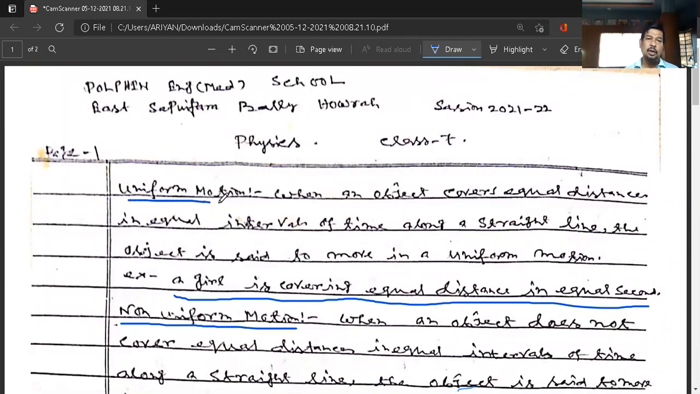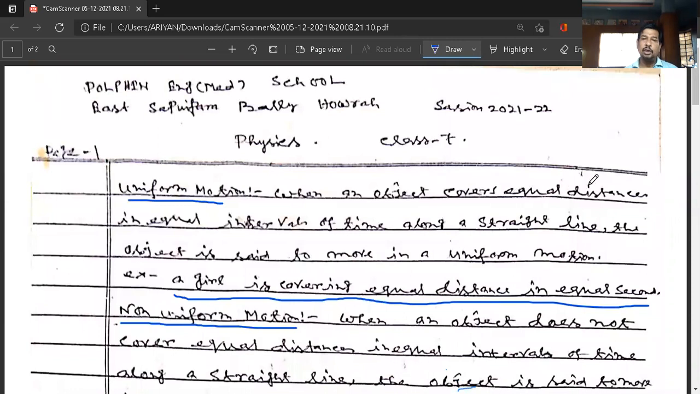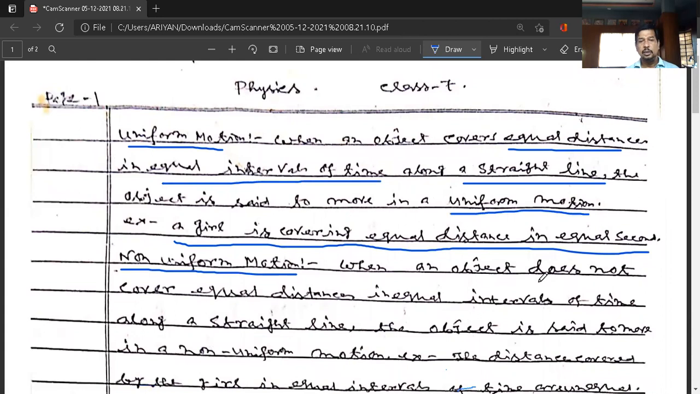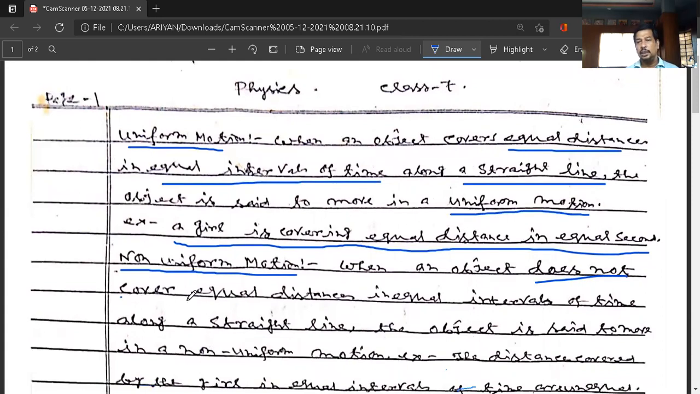Uniform motion: when an object covers equal distance in equal intervals of time along a straight line, the object is said to move in uniform motion. Non-uniform motion: when an object does not cover equal distance in equal intervals of time along a straight line, the object is said to be in non-uniform motion. Now look at an example.